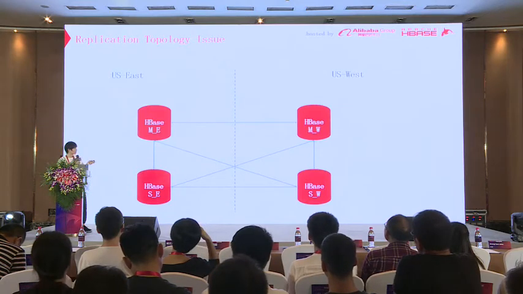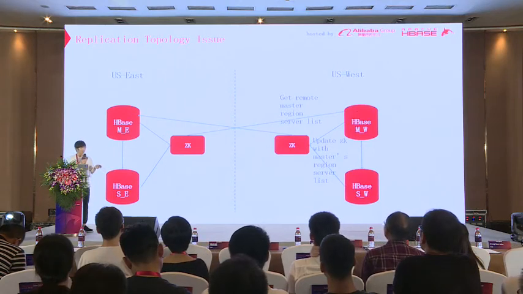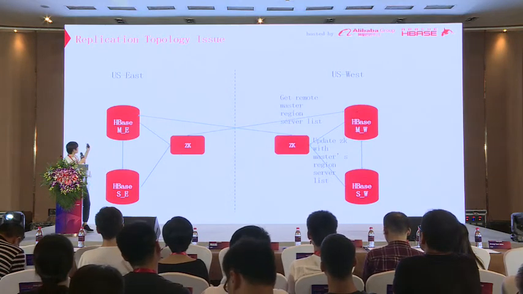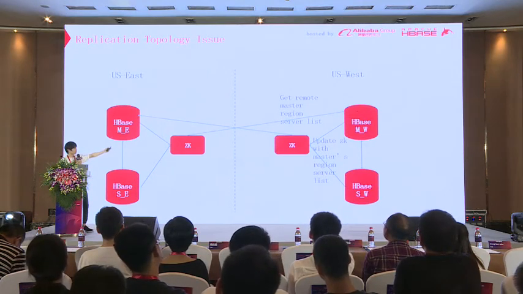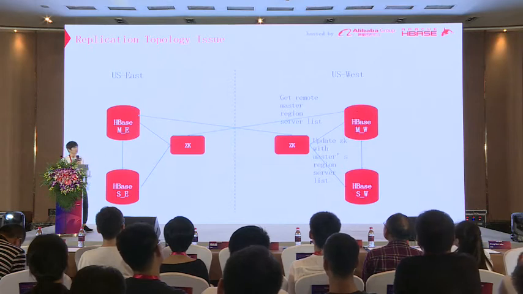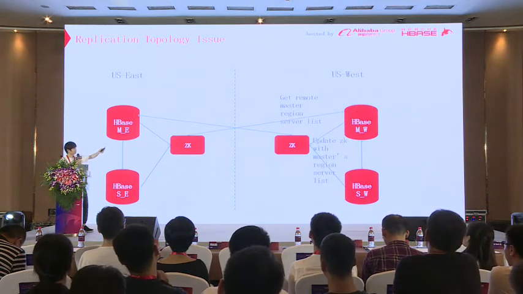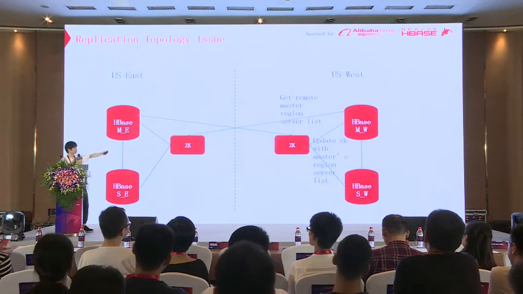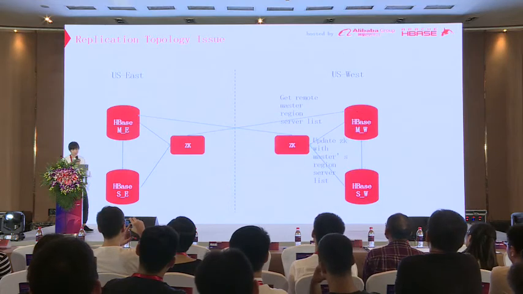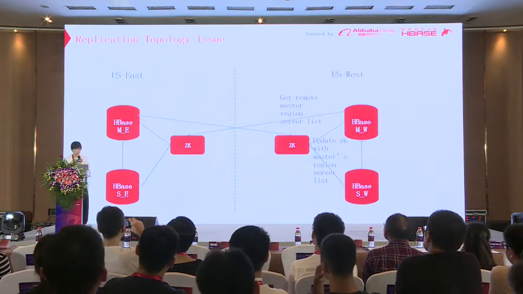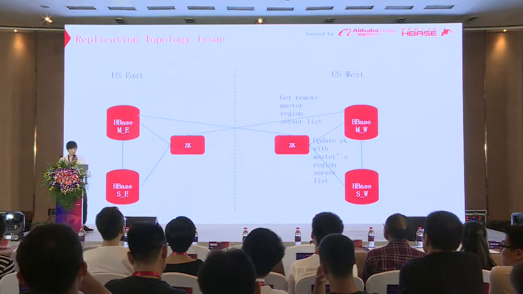So we actually exposed the idea: basically, we use a ZooKeeper proxy. Each side's master will just talk to the remote ZooKeeper proxy to get the remote master's list, and on each side, with the failover, HBase will update ZooKeeper with the region server list. But this solution is still in testing, so we may have more results in the future.